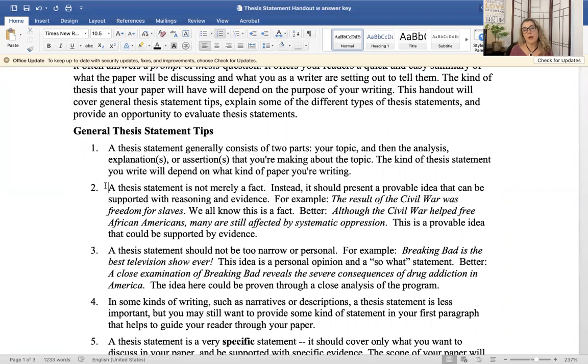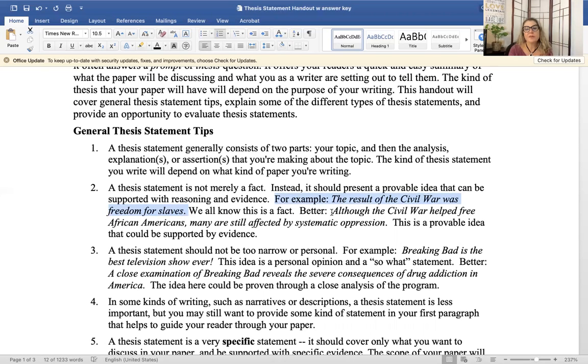Number two, a thesis statement is not merely a fact. So keep this in mind. I have to say this is the number one issue I see in student writing: their thesis statement is just a fact. It's what we call a so what statement, okay? The sample thesis statement says the result of the Civil War was freedom for slaves. Well, yes, this is a historical fact. We all know this. So what? You're not telling me anything new.